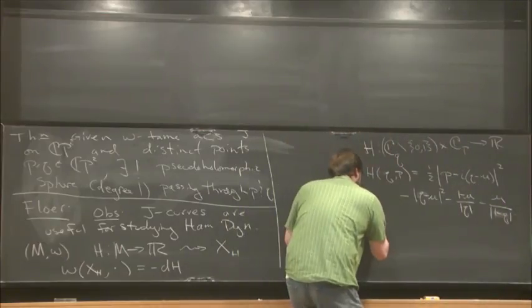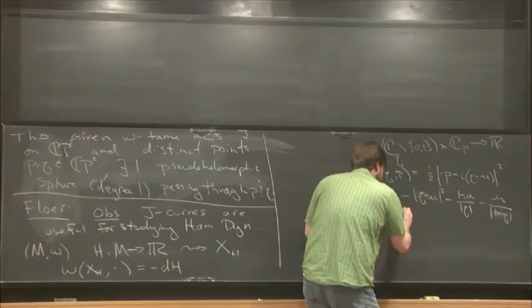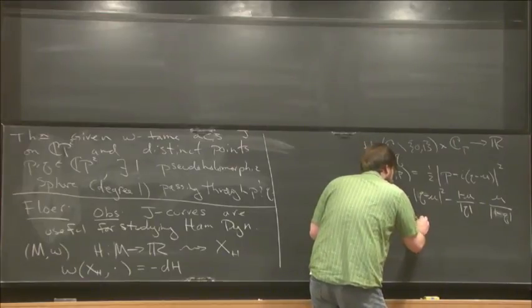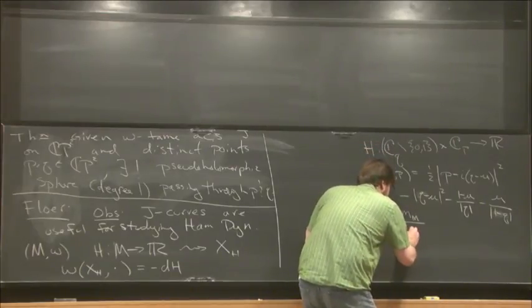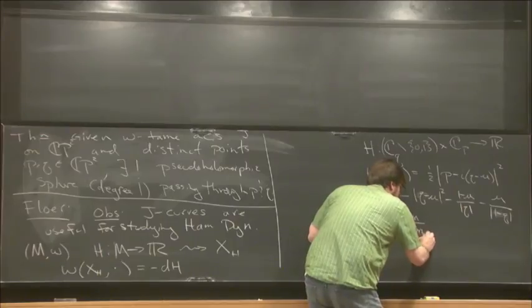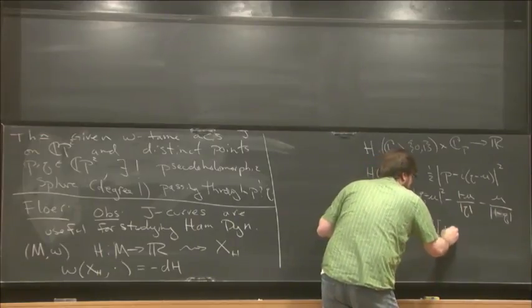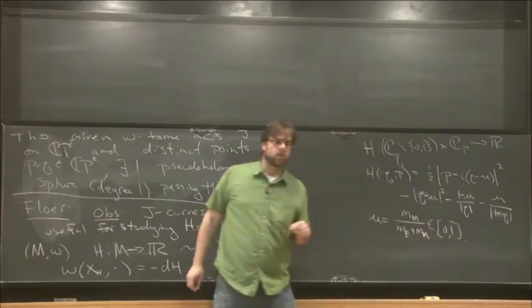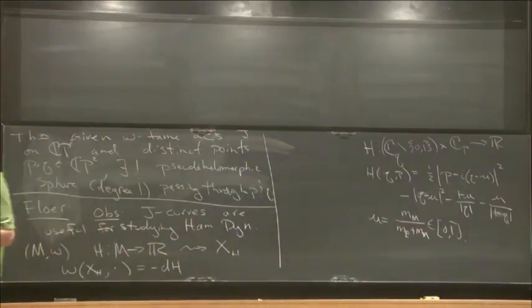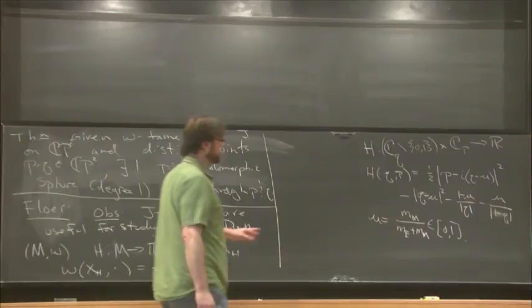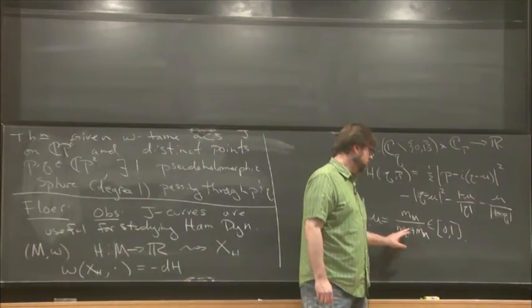Where mu is this mass ratio, which is given by the mass of the Moon divided by the mass of the Earth plus the mass of the Moon. This ends up being a number between 0 and 1. We want to be able to do dynamics, but we don't want to have to know what the mass of the Earth and the Moon is. So you get around this by essentially considering just the mass ratio, this number between 0 and 1.